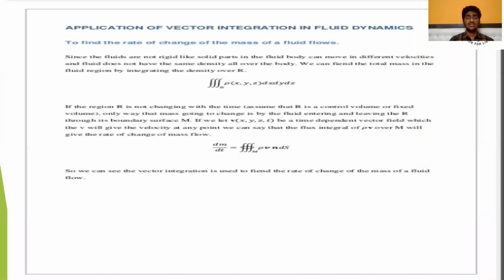The only way the mass is going to change is by fluid entering and leaving R through its boundary surface M. If we let v(x, y, z, t) be a time dependent vector field, which gives the velocity at any point, we can say that the flux integral of rho v over M will give the rate of change of mass flow. dm/dt is equal to the surface integral over M of rho v dot n dS. So we can see the vector integration is used in finding the rate of change of the mass of a fluid flow.